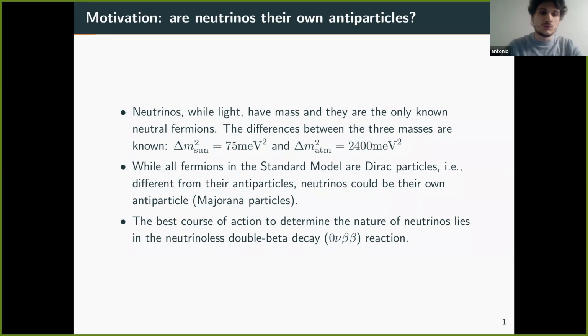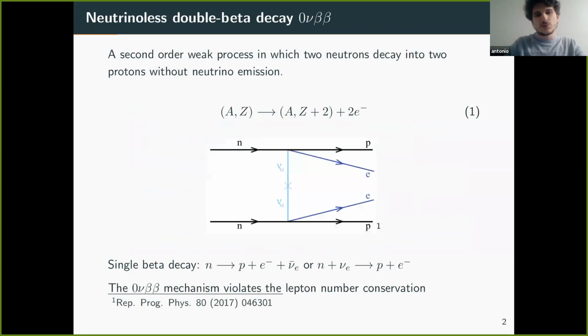And in order to know if they are Majorana particles or not, the best course of action lies on the neutrinoless double beta decay reaction. So what is the neutrinoless double beta decay reaction? Well, it is a decay in a nucleus in which 2 neutrons decay into 2 protons, emitting 2 electrons and no neutrinos. So that's why it's called neutrinoless.